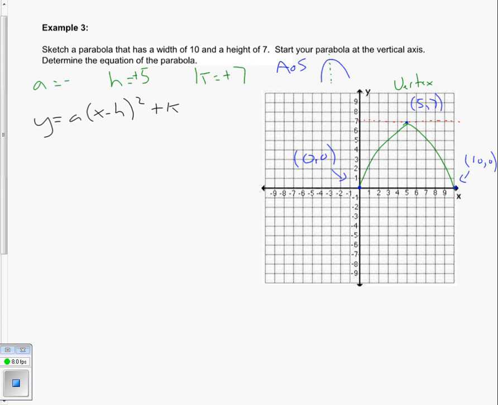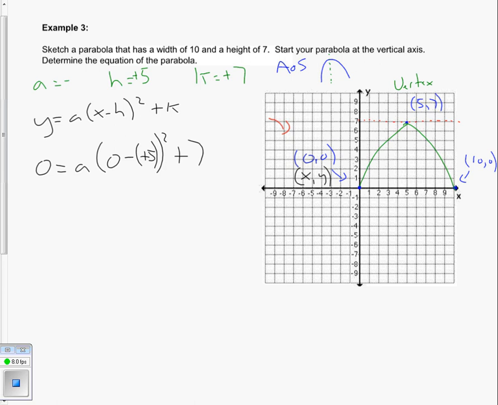So we could choose either 0, 0 or 10, 0. So for simplicity's sake, I'm going to make use of this point here, 0, 0. So I'm going to substitute in my x, y coordinates of 0, 0 into this as well. So my y coordinate is 0. I don't know what my a coordinate is. That's what I'm trying to figure out. I know that my x coordinate is also 0. My h coordinate is minus positive 5 all squared, and my k coordinate is 7.